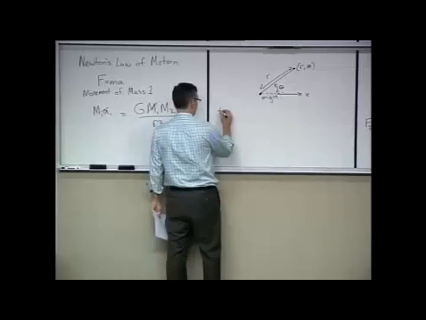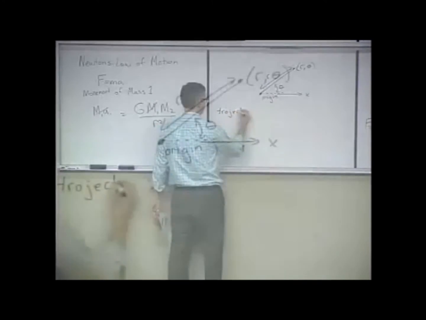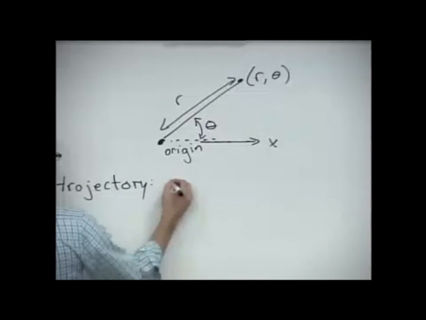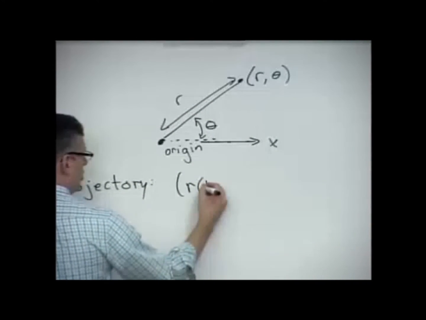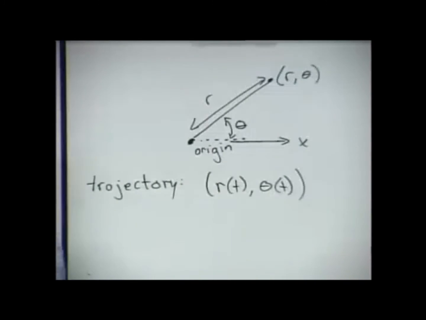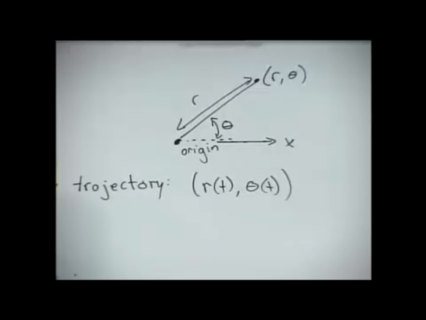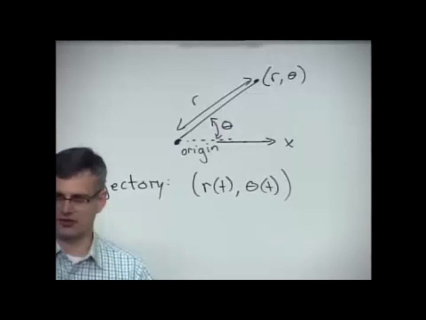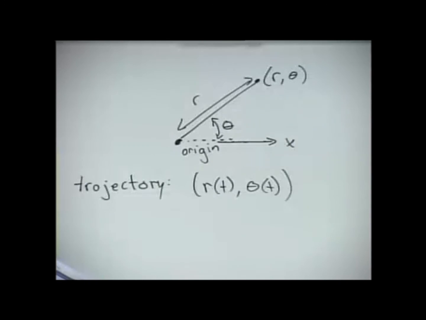Okay, so my trajectory is a pair of coordinates, r and theta, and they are going to change as a function of time. They're going to be time-varying functions. And then from here on out, I'll probably just drop the parentheses t, because we all know that they're going to change with respect to time.